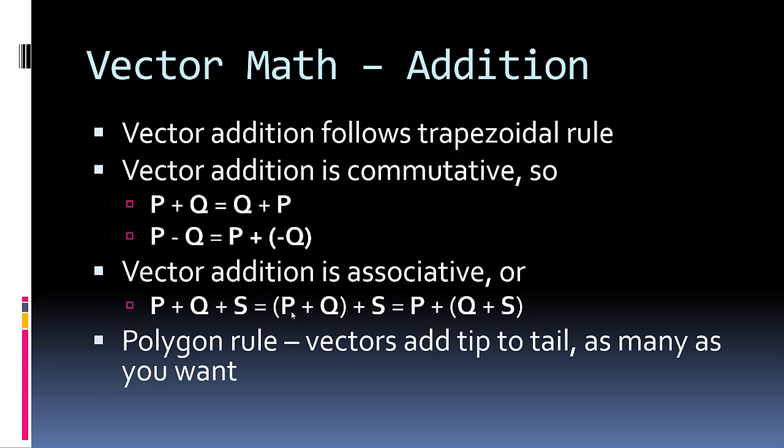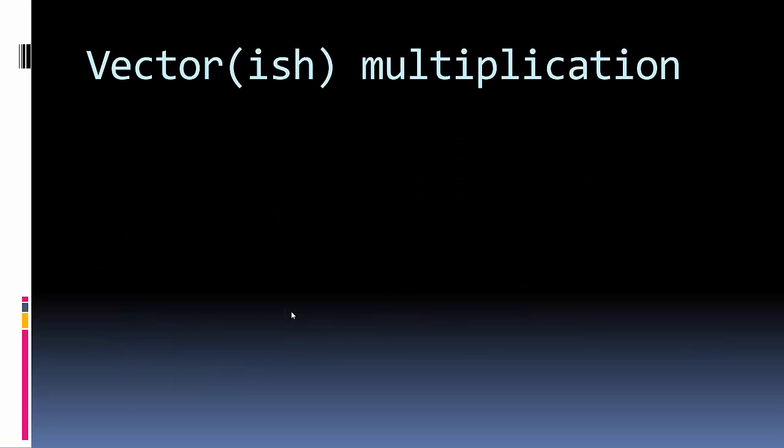And it follows a polygon rule. Vectors add tip to tail, as many as you want. So say you have 27 vectors, right? You go from the tail to the tip, and then the next one starts at that tip with its tail and goes on to its tip, and so on. When you're all done, you just go from the tail of the first one to the tip of the last one, and that's your new vector. That's the polygon rule.